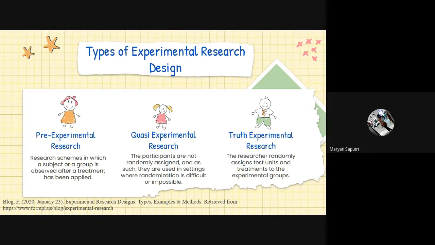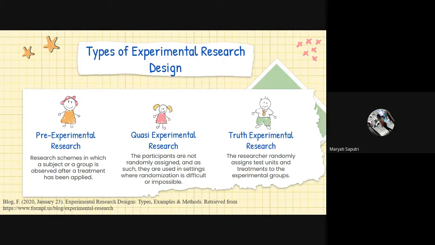And now I will present about types of experimental research, where experimental research has been divided into three types, which are pre-experimental, quasi-experimental, and true experimental. The first I will discuss is pre-experimental. It is a simple form of research design. Pre-experimental designs are research schemes in which a subject or a group is observed after a treatment has been applied, in order to test whether the treatment has the potential to cause change. Although very practical, it is lacking in several areas of the true experimental criteria.